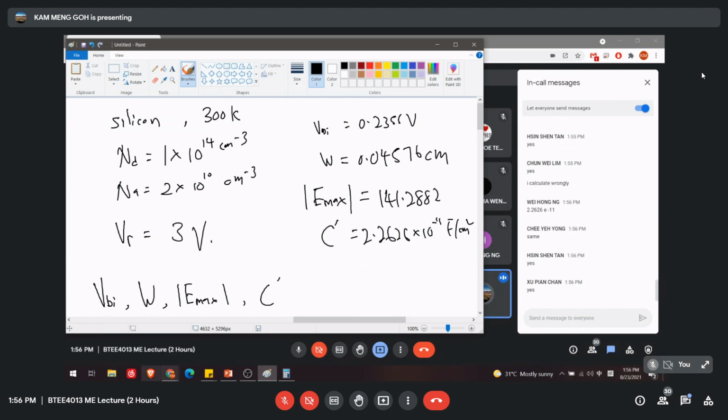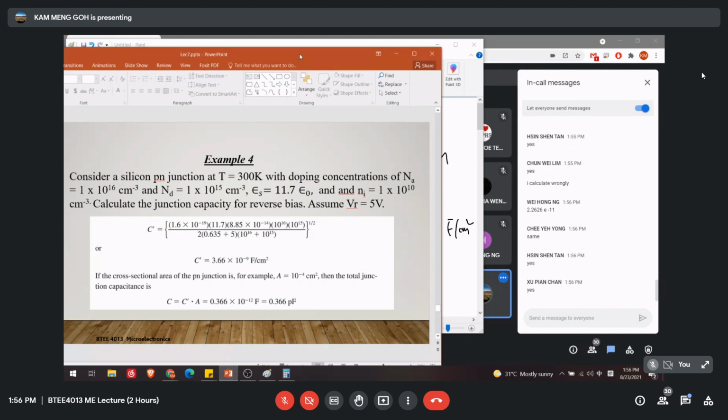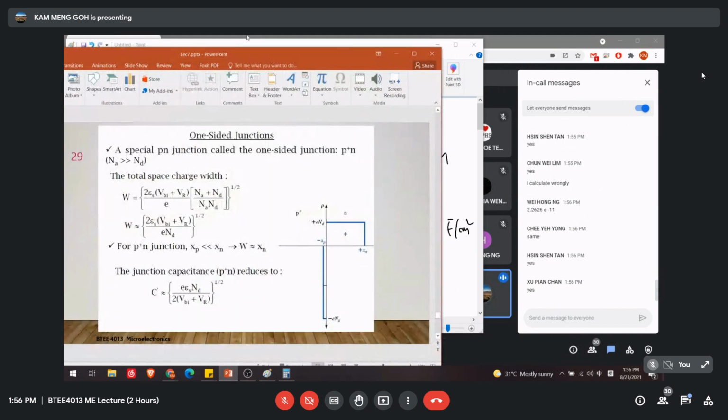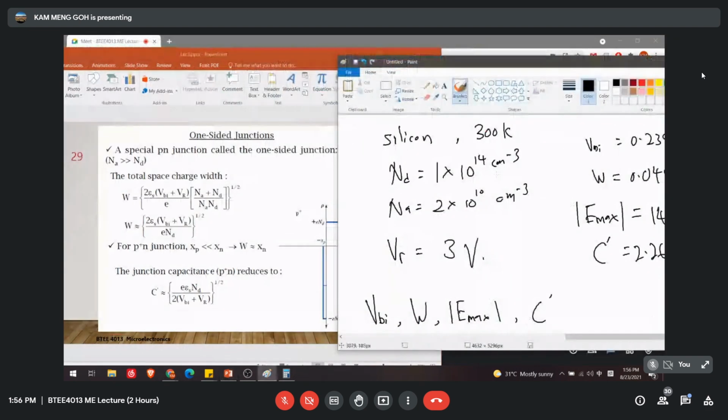So this is basically how we did it. Very simple and easy. All you need to do is to substitute into the formula and calculate it. So let's go to the last part of today. There's one thing we call a junction capacitance, a one-sided junction capacitance.